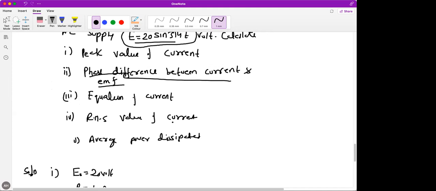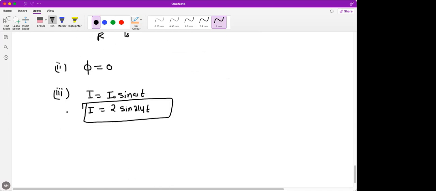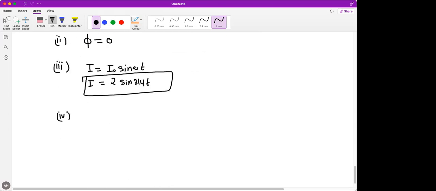After the equation of current, you need the RMS value of current. Mariam, at least tell the relation between maximum value and RMS value.